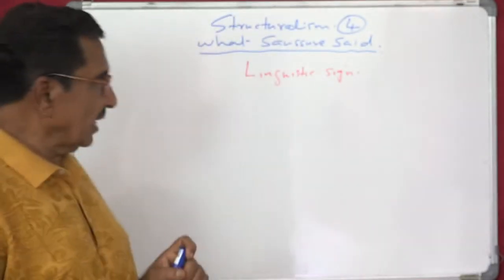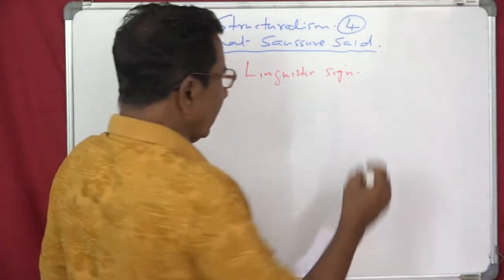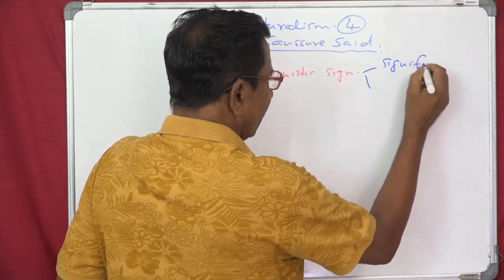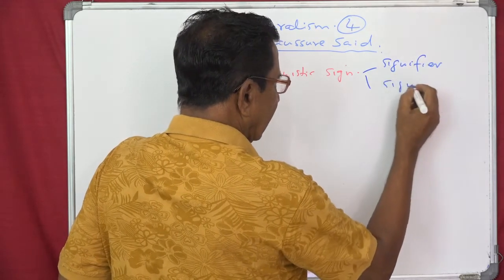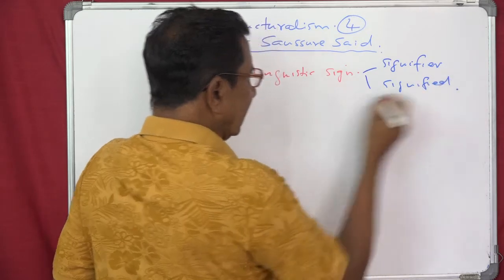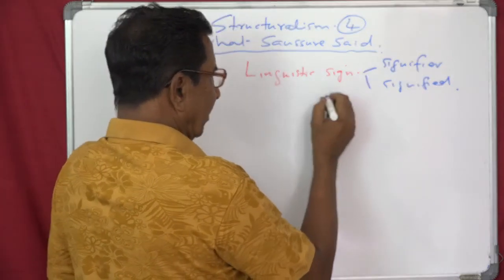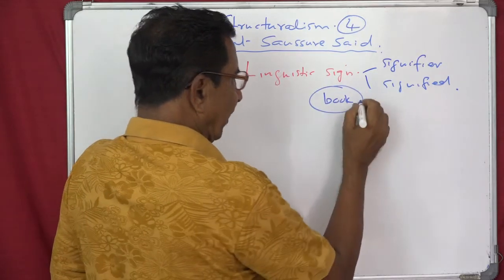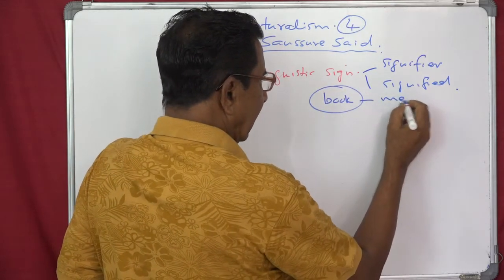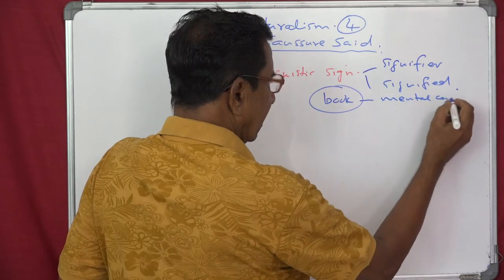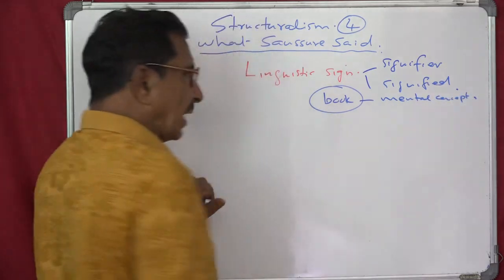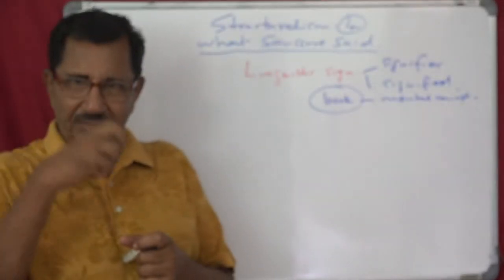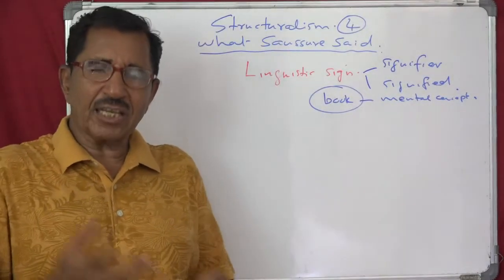Now, linguistic sign, Saussure said, has two inseparable parts. One is signifier, and the other is signified. Signifier is the symbol. For example, if you write book, this is the signifier. And then signified is the mental concept, the concept that comes to your mind, not the material. It can be written or it can be spoken.